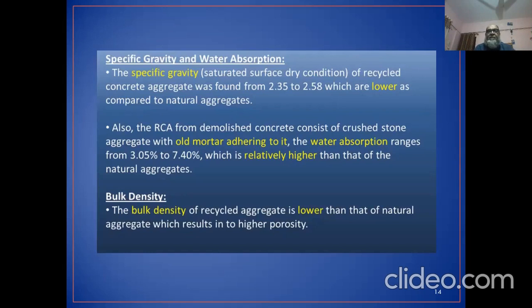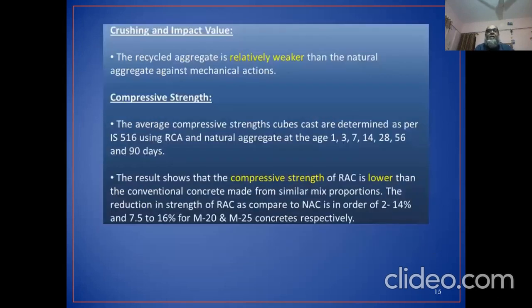Now the bulk density of recycled aggregate is lower than that of natural aggregate, which results in higher porosity. Yes, the crushing and impact values also have effects on the concrete, because the aggregates are already subjected to wear and tear first during the demolition and then again with the crushing. So yes, the resulting concrete will not be as strong as with natural aggregate.